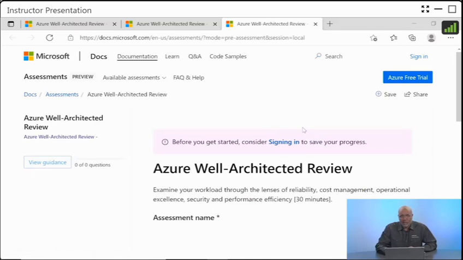So the very first thing it asked me to do is to sign in to save my progress. I highly recommend that because oftentimes I forget to do that, and I'll go through some steps and I'm not able to save. I actually want to have a checkpoint or a place to come back and see what I did last. So I'm going to go ahead and sign in.